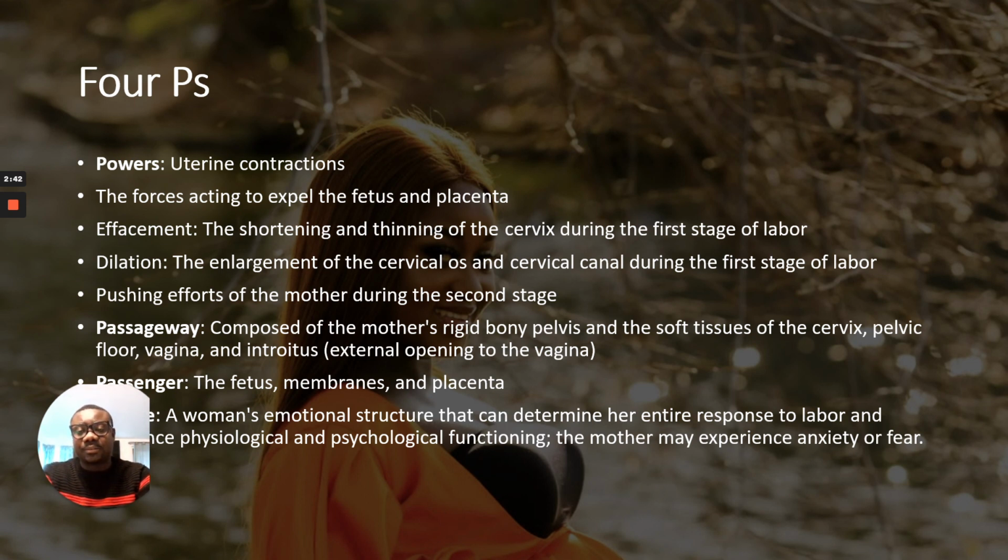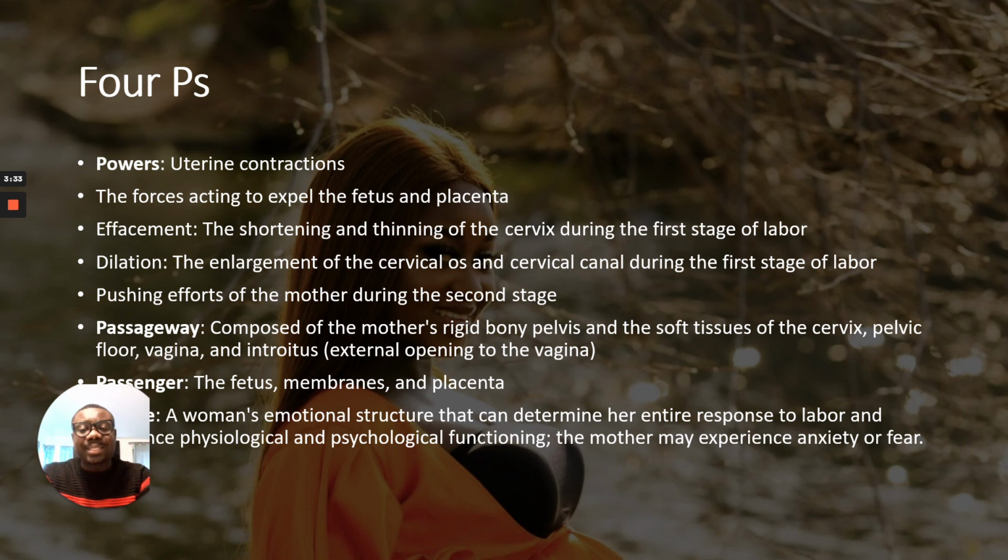Then we have dilatation. Before we give birth, the cervix also needs to dilate, needs to expand. The opening is called the cervix. That opening, the cervical os, needs to expand to allow the baby to come out. That opening of the cervix is what we refer to as cervical dilation, or we can also call it dilatation. That is caused by the power. So the power can cause effacement and also causes dilatation. Now, the pushing efforts of the mother during the second stage of labor are also caused by the power. Without the power, the mother cannot push out the baby.